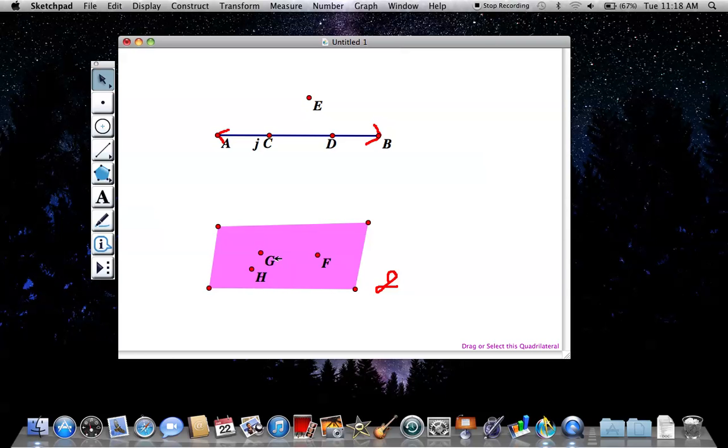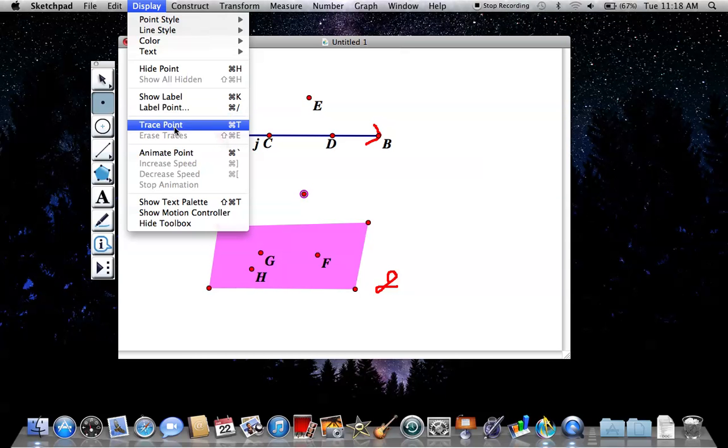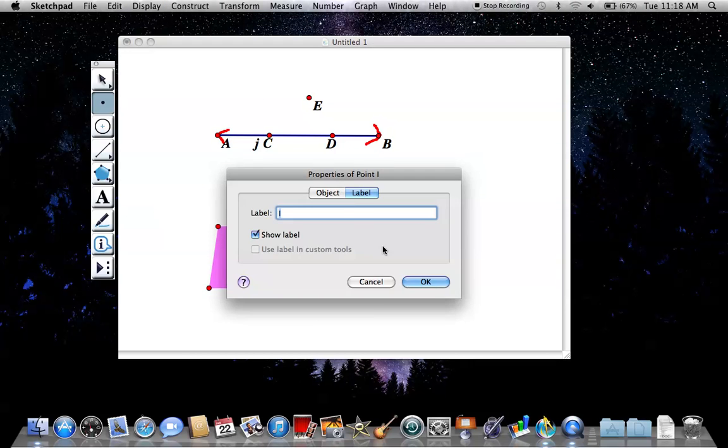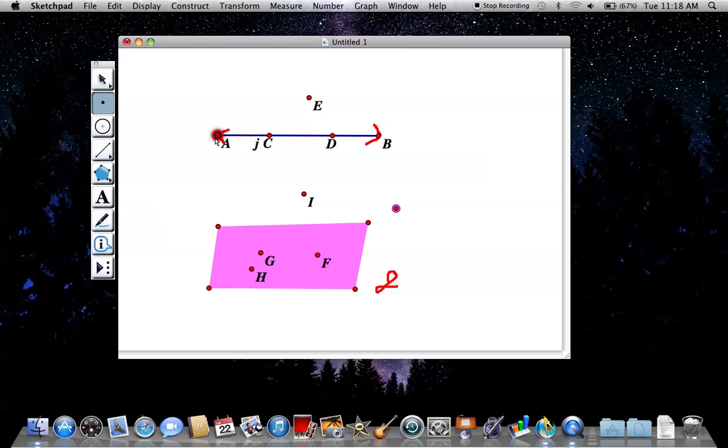Now, G, H, and F are what we call coplanar because all 3 of these points are located inside the plane. To represent a point that is not inside the plane, we'd simply label a point outside. So point I. Point I would not be in the same plane as G, H, or F.